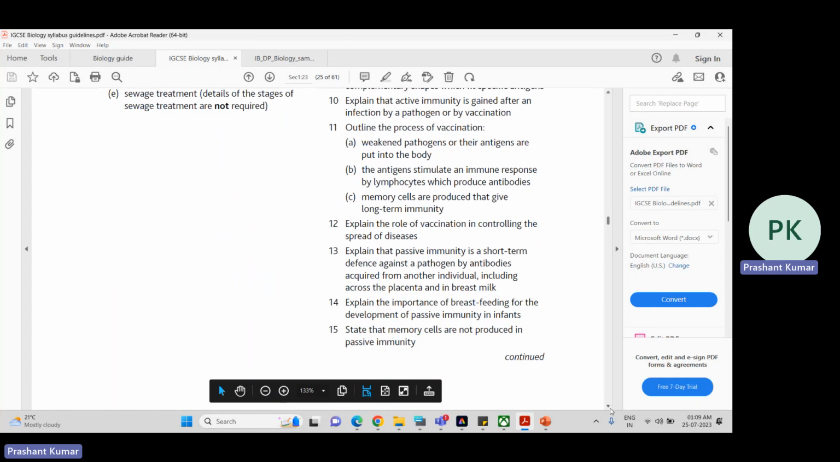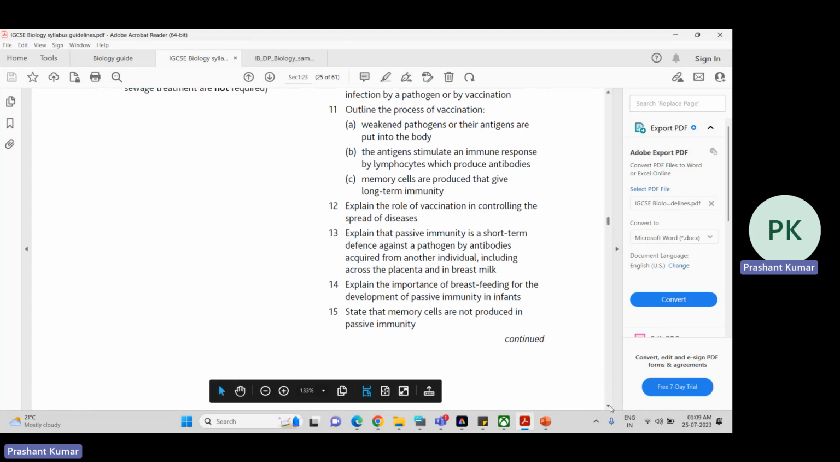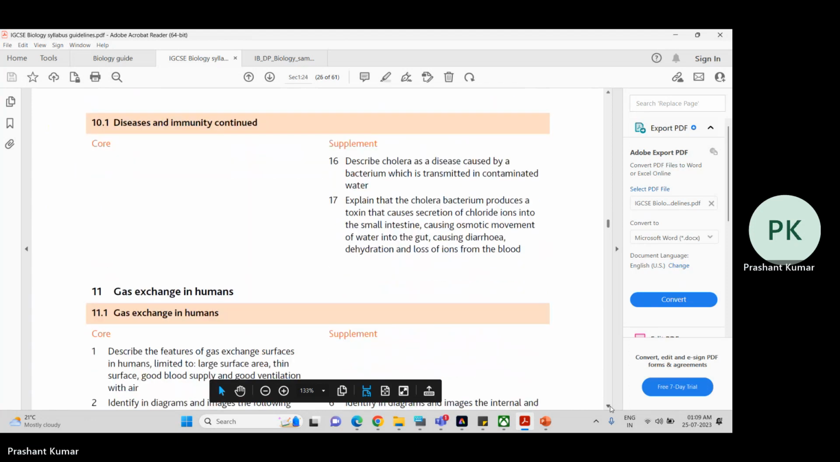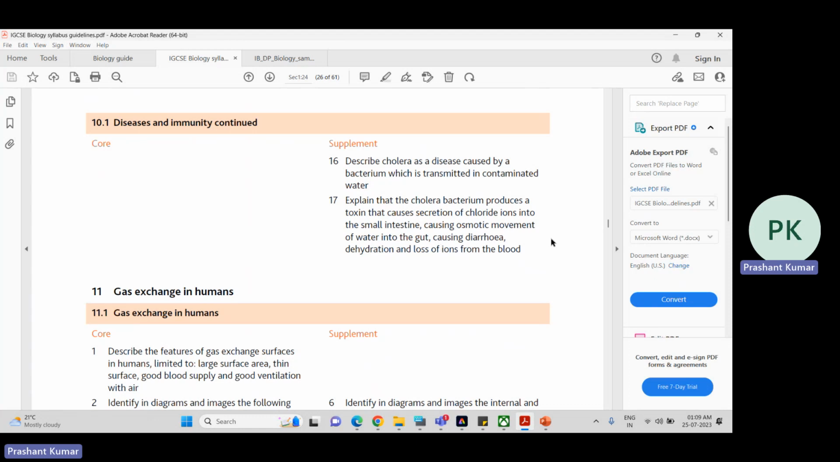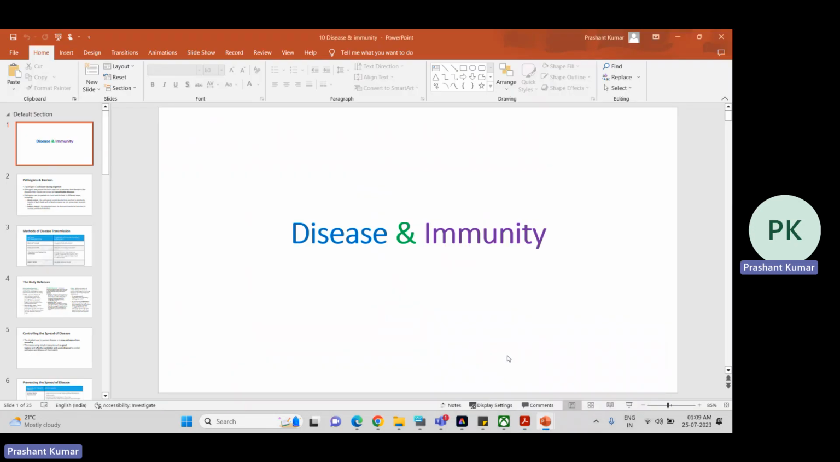Then we'll talk about the role of vaccination in controlling the spread of disease, explain the passive immunity, a short-term defense mechanism, explain the importance of breastfeeding for the development of passive immunity, what is the role of memory cells, and describe cholera as a disease caused by a bacterium, and explain that cholera bacteria produce the toxins that cause secretion of chloride ions in the small intestine and cause dehydration or diarrhea. So this is all about chapter 10, disease and immunity. So let's begin.